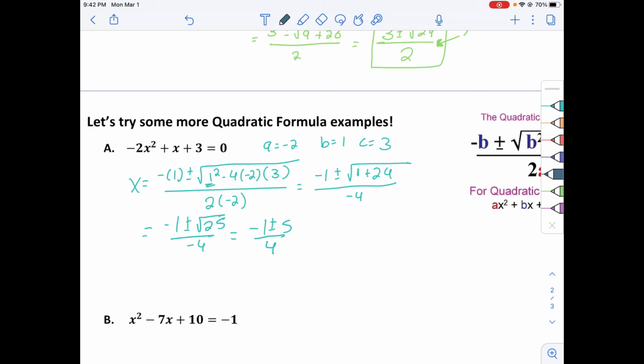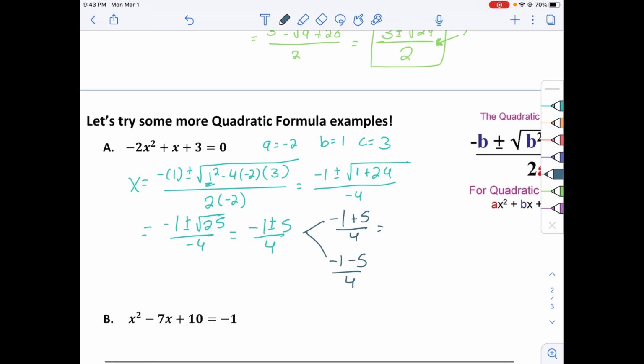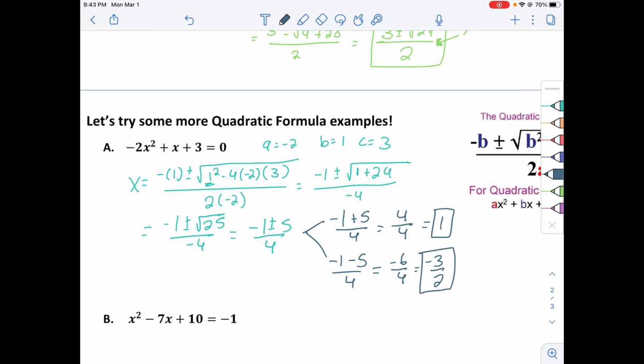And now we have to split it into its two cases. Negative 1 plus 5 all divided by 4, and negative 1 minus 5 all divided by 4. Negative 1 plus 5 is going to become positive 4 over 4, which is just 1. Negative 1 minus 5 is going to be negative 6 over 4, which you can reduce to negative 3 halves.